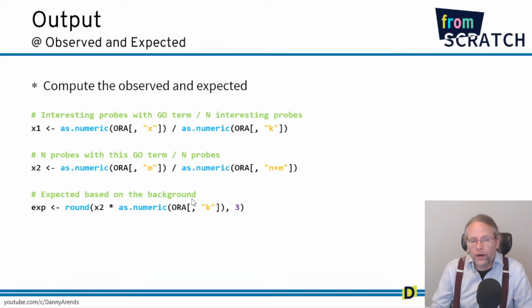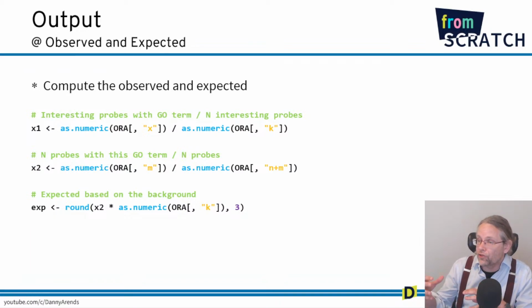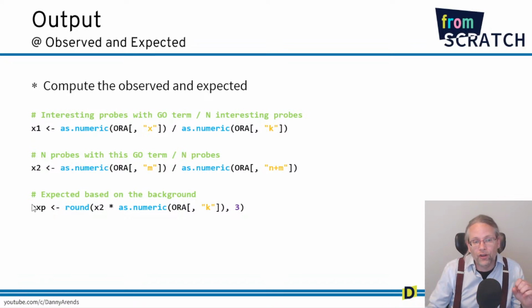And then we compute our expectation. So we can actually take X2, which is the observation in the background, the ratio, and multiply this by the size of our input set. And this is, of course, how many we expect, right? If you have 3 out of 10, if I have 5 draws, then I would expect 1.5. If I have 1 out of 20, if I would draw 10, then I would expect half of them, right? So it's a ratio. If you have the ratio in the background set, you can multiply this by the size of the foreground set to get your expectation.